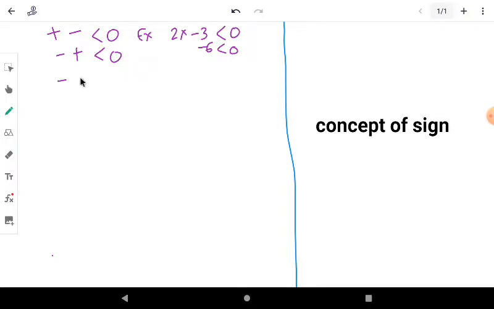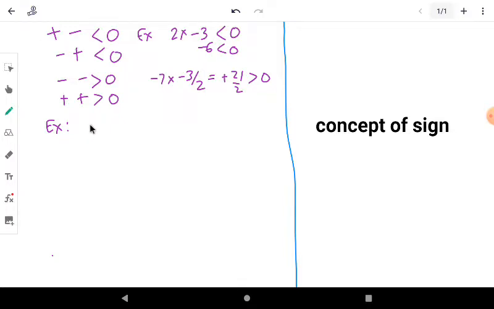Similarly, a negative number into a negative will give you what? Which sign? Yes, positive. Like minus 7 into minus 3 by 2 is equal to plus 21 by 2, which is positive. So plus into plus will also give you positive. This is the elementary concept of sign, guys, on which big concepts like the wavy curve method are based.